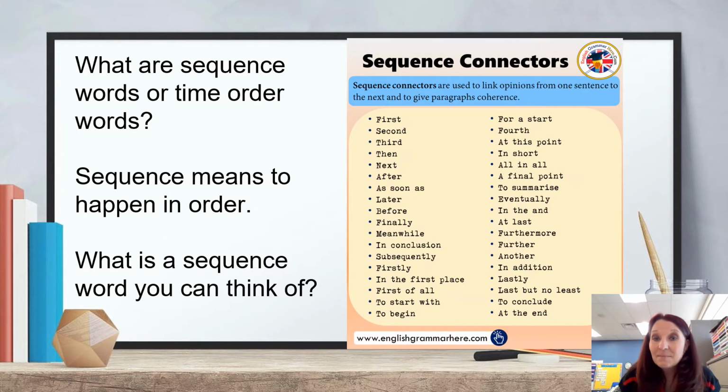Okay, well, some of the words you might have come up with might be on this list. Some examples, like I gave you earlier: first, second, third, also, then, next, after, furthermore, in addition, lastly, to conclude, at the end. Those show that things are happening in order. So these are some examples of sequence words.